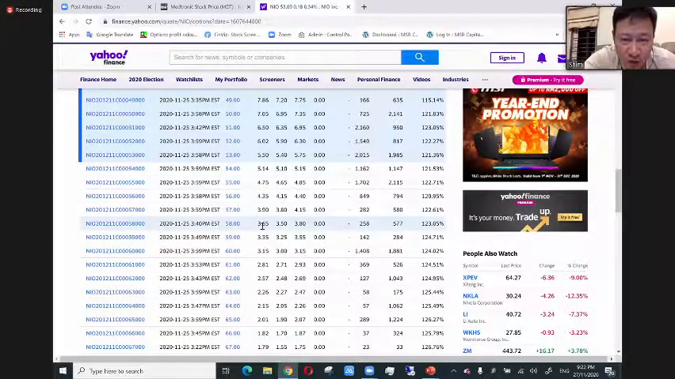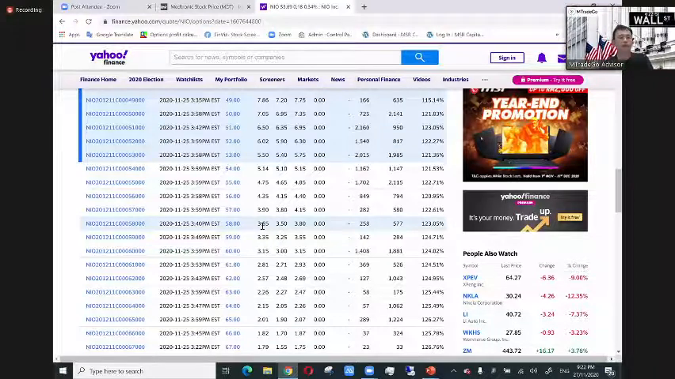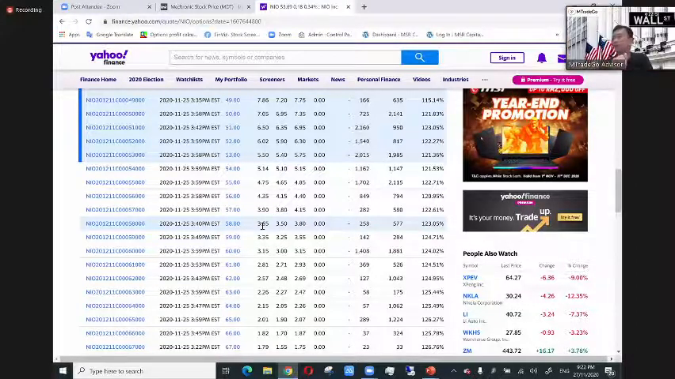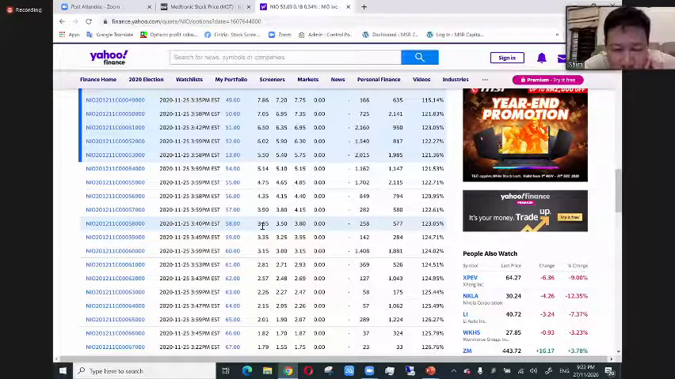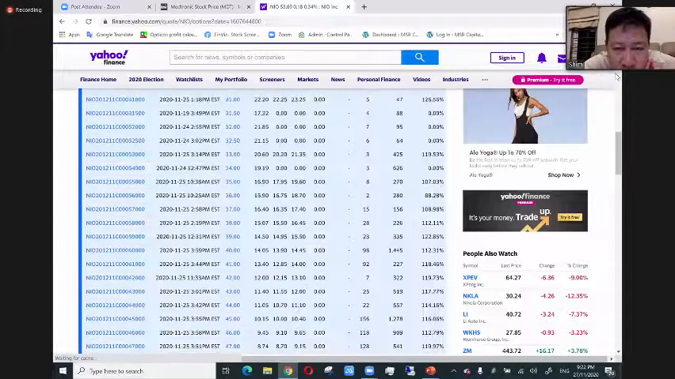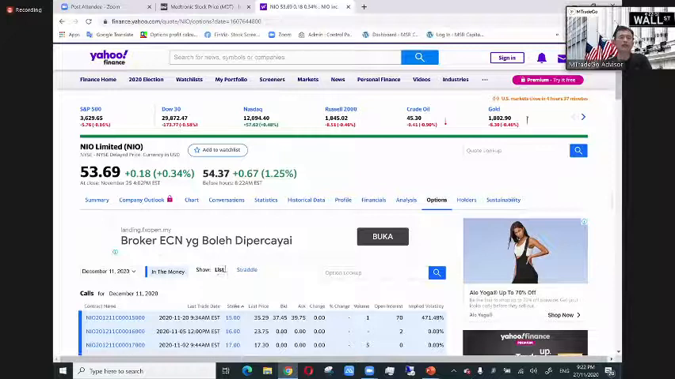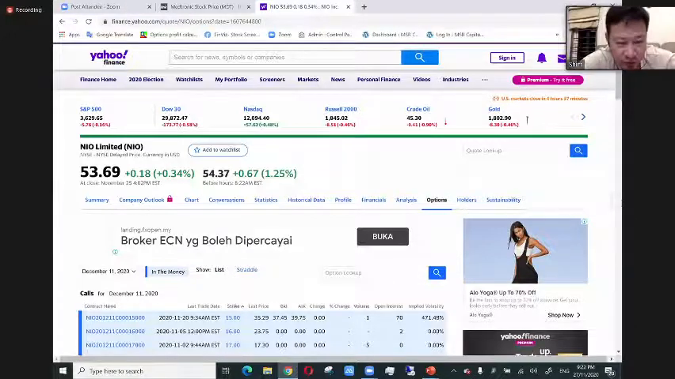Because I was looking at the straddles. No, we are talking about covered call. No need to look at the straddle. When covered call, just look at the call first. Look at the list, you see or not? The current price is 53.69.